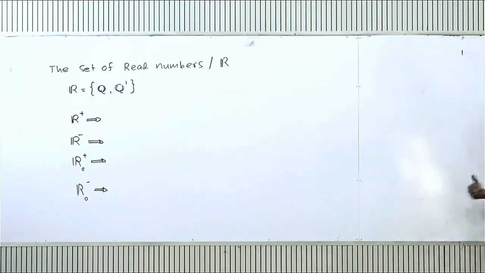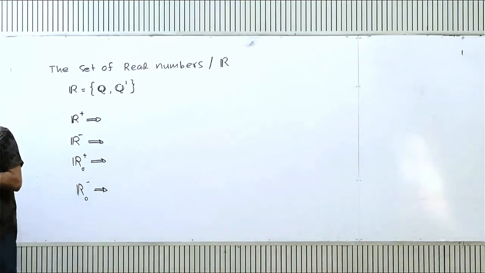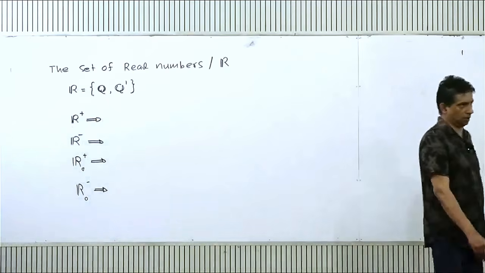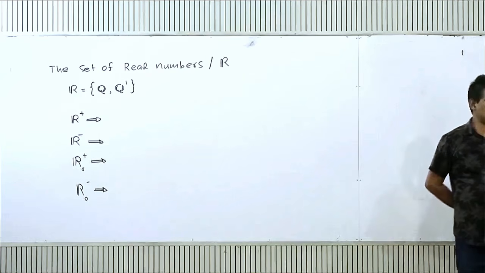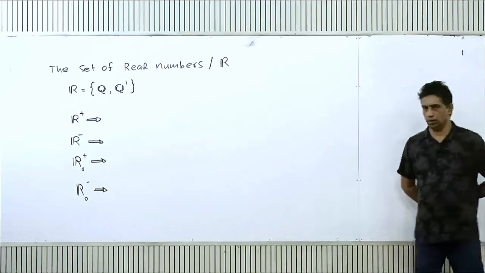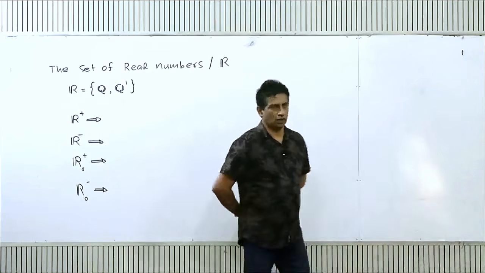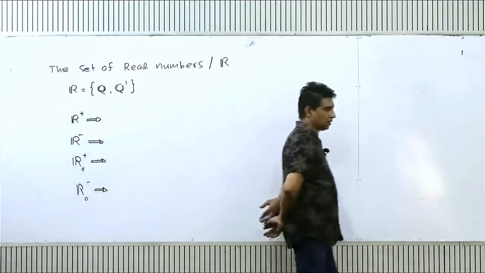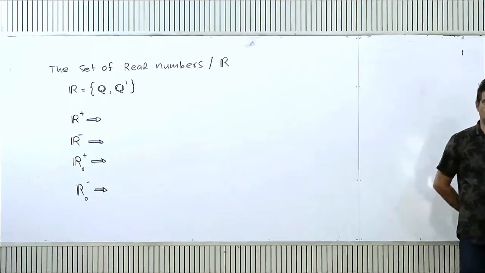Now write this one. The set which consists of all the rational numbers and all the irrational numbers is called the set of real numbers.